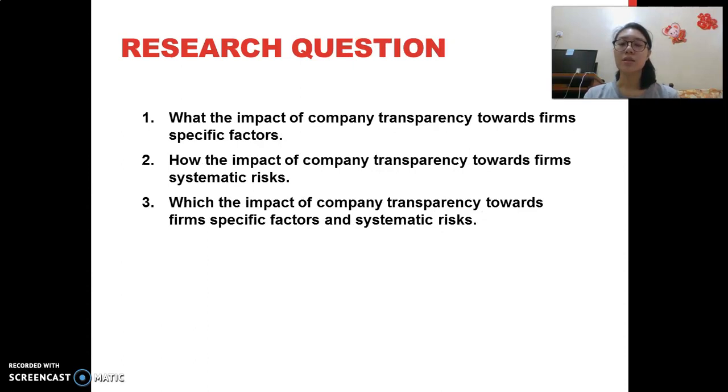Next, the research questions: What is the impact of company transparency towards firms' specific factors? How is the impact of company transparency toward firms' systematic risk? And what is the impact of company transparency toward firms' specific factors and systematic risk?